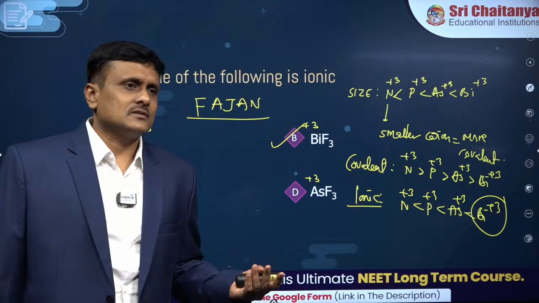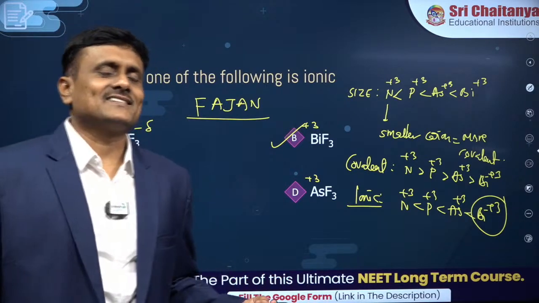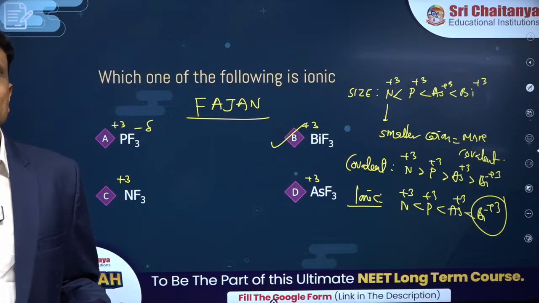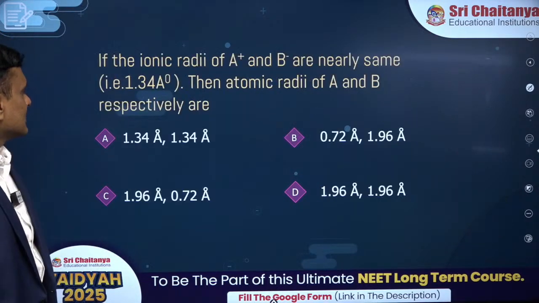Yes, Ashlok Jha, 300 out of 300. In Chemistry how many are there? 180. And congratulations to you all for doing brilliantly.